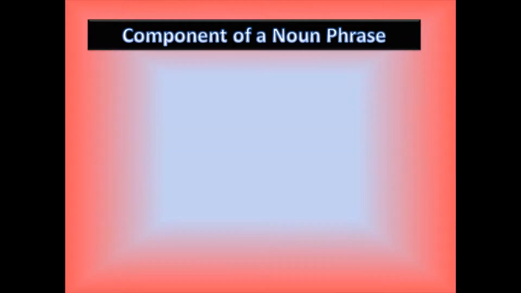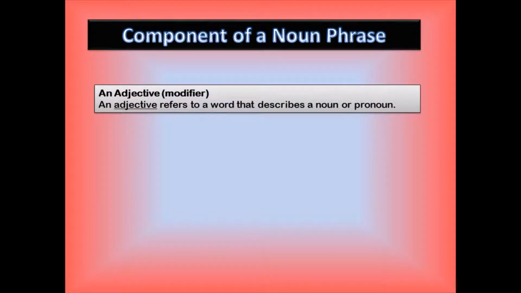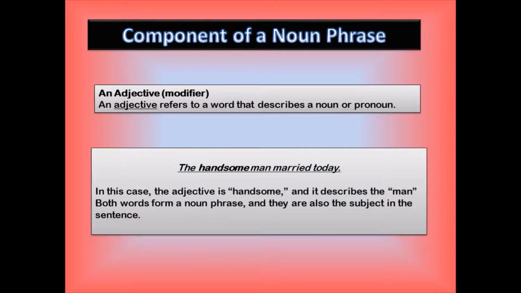Aside from a noun and article, we also have an adjective or what we call modifier. An adjective refers to a word that describes a noun or pronoun. Here is an example. The handsome man married today. In this case, the adjective is handsome and it describes the man. Both words form a noun phrase and they are also the subject in the sentence.